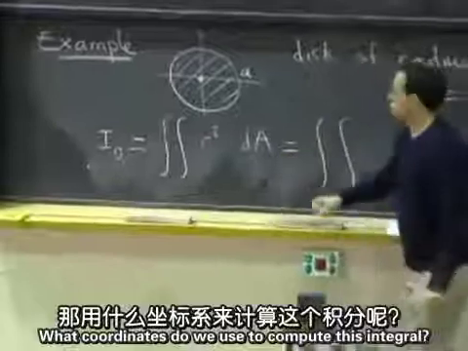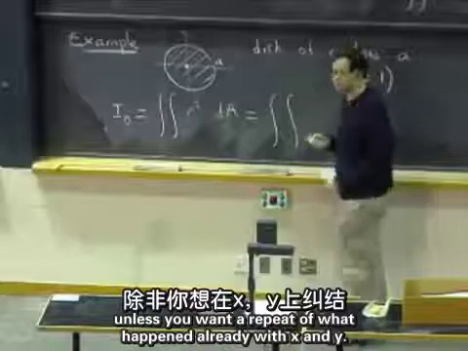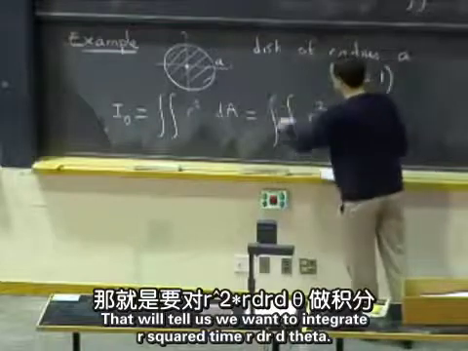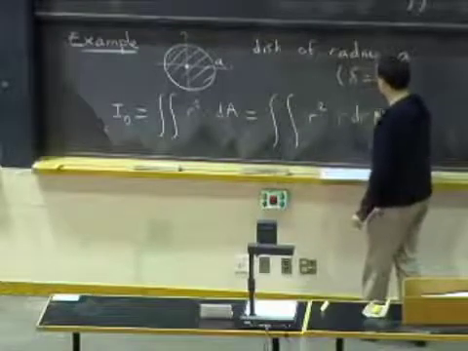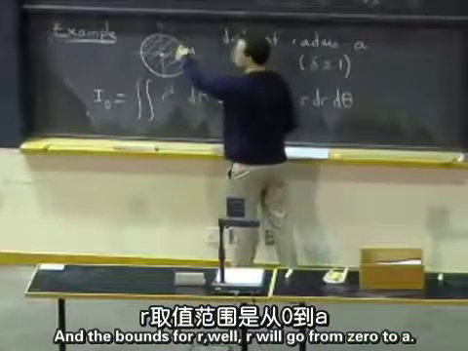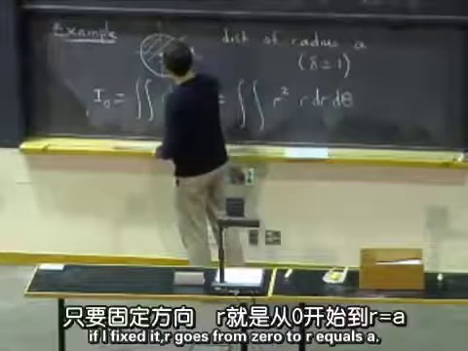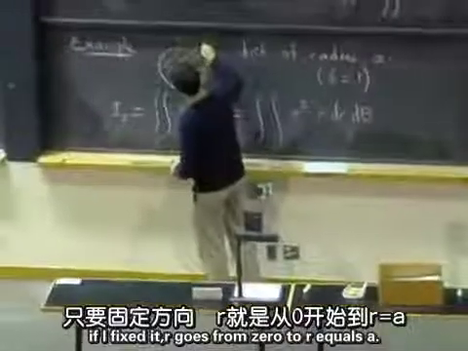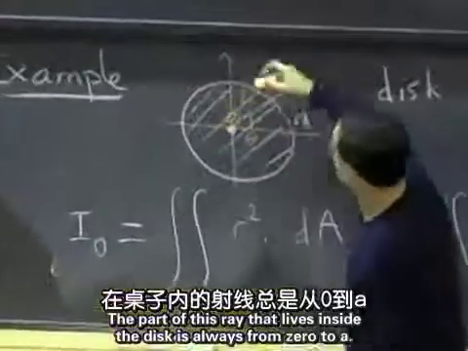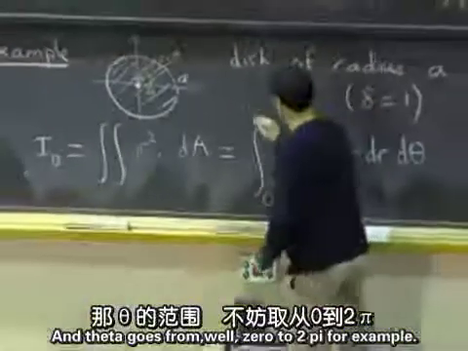Okay, what coordinates do we use to compute this integral? Yeah, probably polar coordinates. I mean, unless you want a repeat of what happened already with x and y. So that will tell us we want to integrate r squared times r dr d theta. And the bounds for r, well, r will go from 0 to a, no matter in which direction I go from the origin. If I fix theta, r goes from 0 to r equals a. The part of this ray that lives inside the disk is always from 0 to a. And theta goes from, well, 0 to 2 pi, for example.